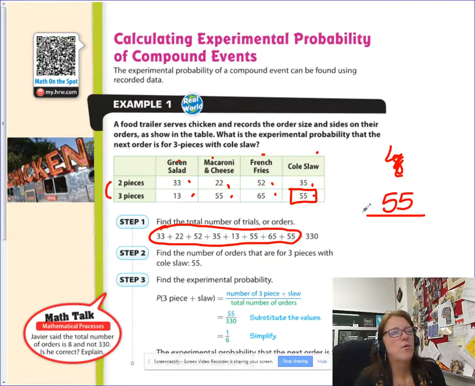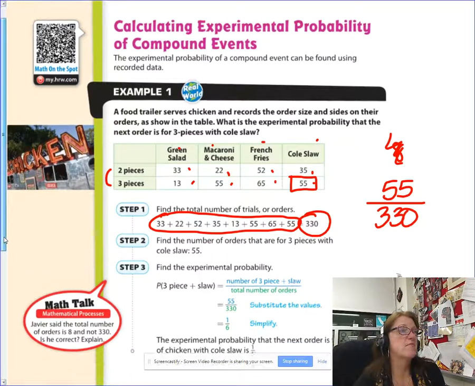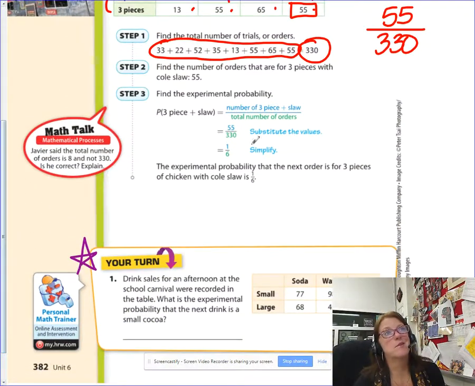So what you have to do is grab those numbers and add them together, and you end up with this fraction, 55 orders out of a total of 330. Go ahead and simplify that fraction to simplest form. This one actually works out to be pretty cool because 55 over 330 is exactly 1/6. Don't believe me? Check it on your calculator.